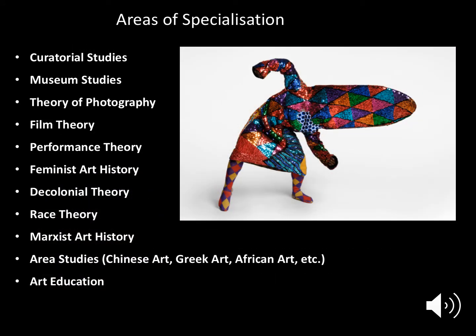There are various areas of specialization, which include curatorial studies, museum studies, theory of photography, film theory, performance theory, feminist art theory, decolonial theory, race theory, Marxist art history, and various area studies, and of course, art education.